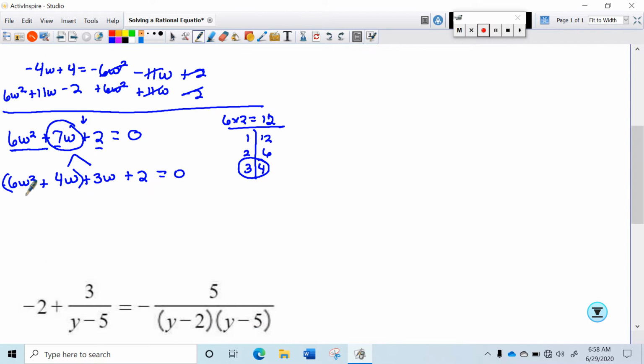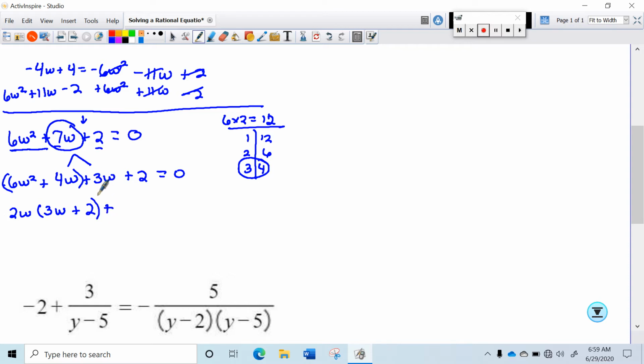I can factor a 2w out of that. So 6 divided by 2 is 3. 2 w's, take 1 out, so that's 1 left, plus 4 divided by 2 is 2. Had a w here, but I took it out. Close your parentheses, bring down the sign after it.